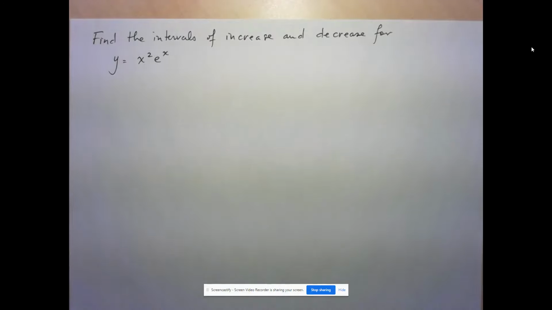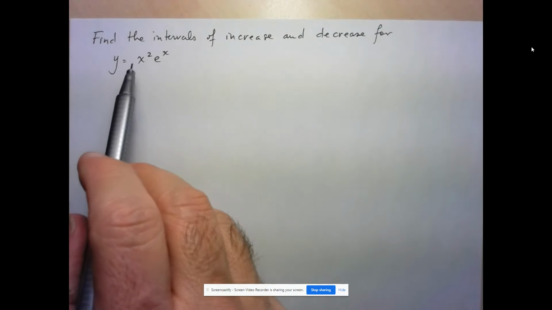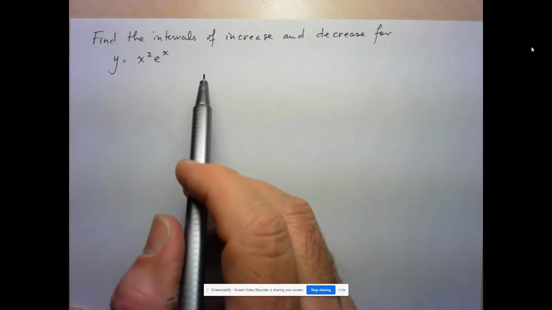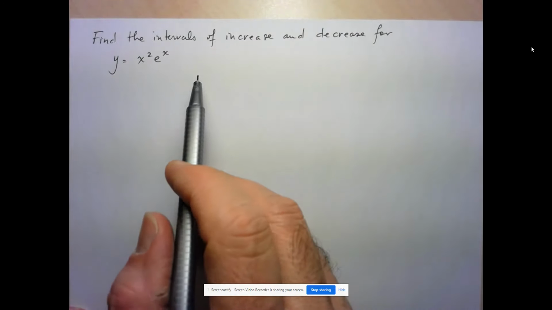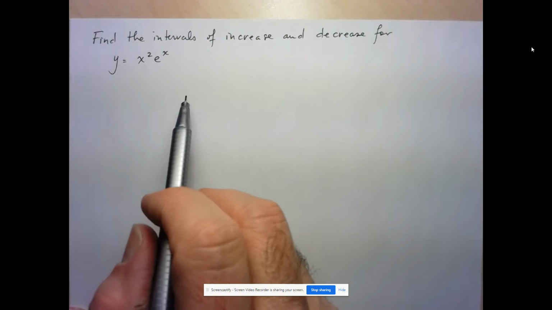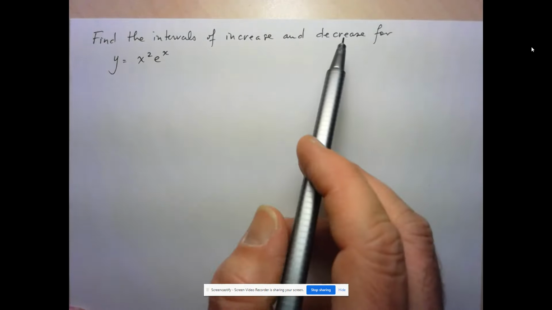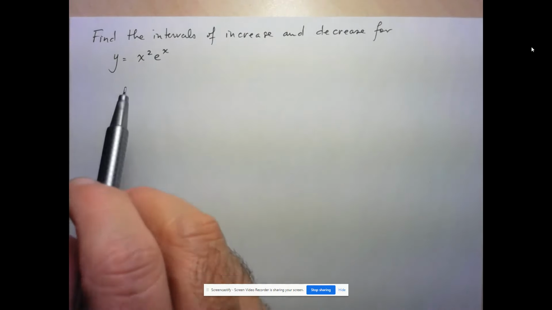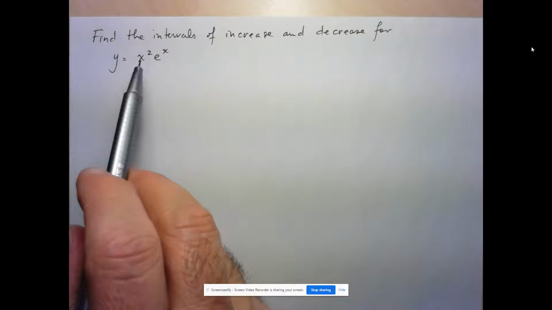Hi folks, we're going to take a look at an example of finding the intervals of increase and decrease for a function. So here we've got this function y equals x squared times e to the x, and recall that we found that when the derivative of a function was positive on an interval, then that function was increasing, and when the derivative on an interval is negative, then the function is decreasing.